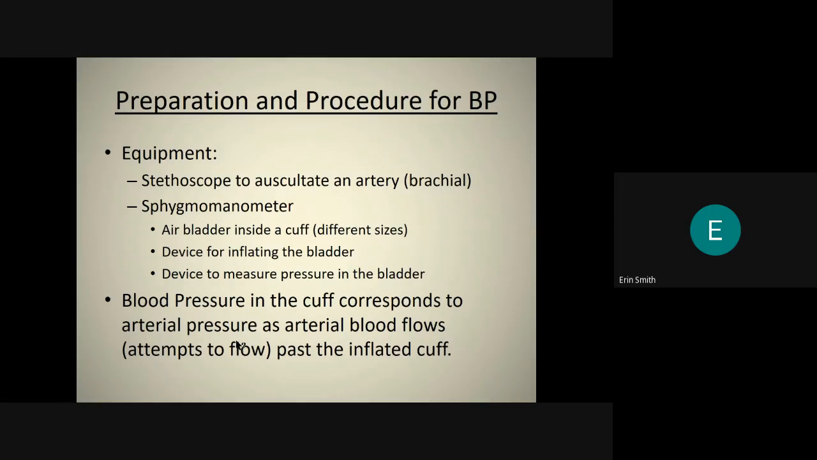So the equipment that you're going to need is a stethoscope that allows you to listen to the artery, and we typically do this in the brachial area. And then a sphygmomanometer, and we do test you on being able to say that word clearly.